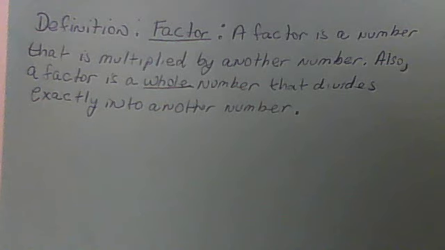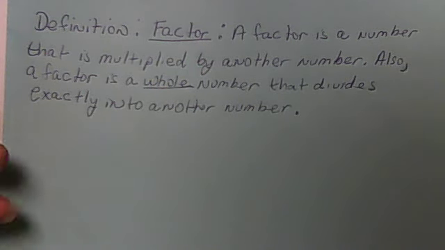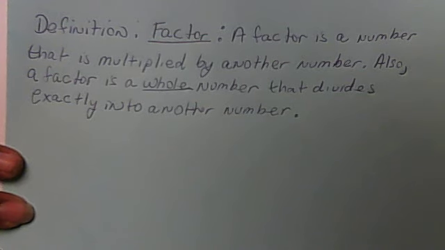So I wanted to write down a definition of factors for section 2.1. A factor is a number that is multiplied by another number. That's simple and easy. Also, a factor is a whole number that divides exactly into another number. So what does that mean? A factor is a number that is multiplied by another number.